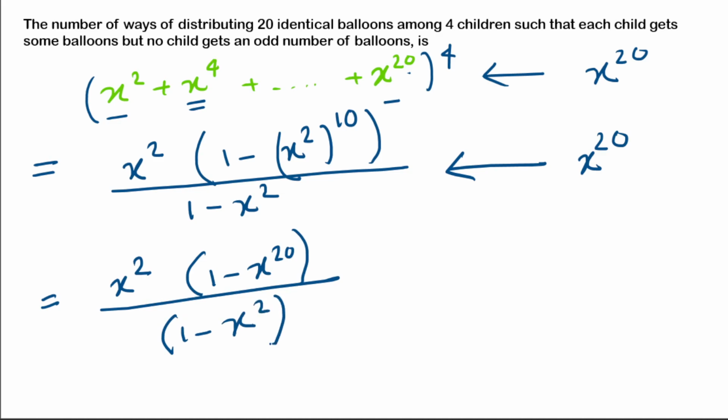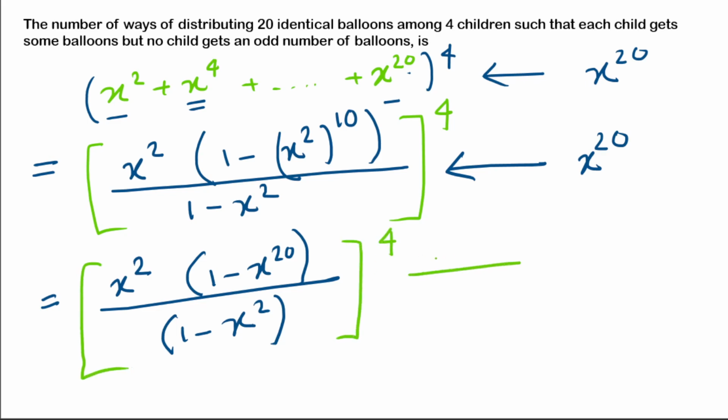And one other thing, you can't forget the 4. This was raised to the power 4 everywhere. So you have to find out the coefficient of x to the power 20. Let us see that again. First of all, you take this x to the power 8 outside. Now what you have is 1 minus x to the power 20, over 1 minus x square.